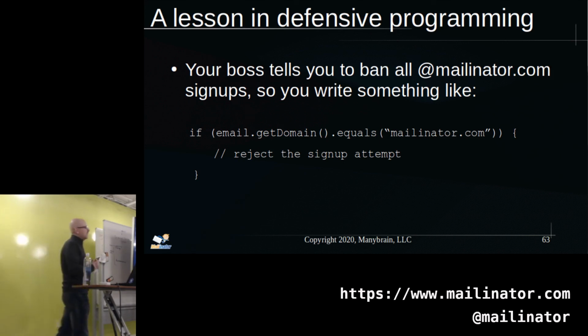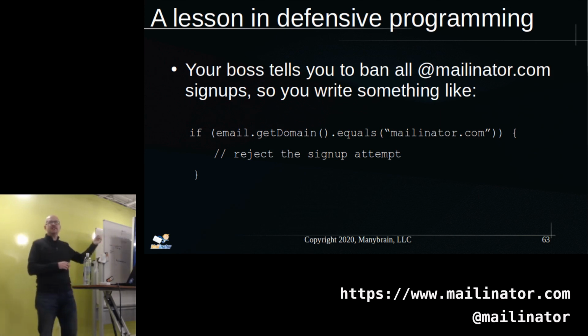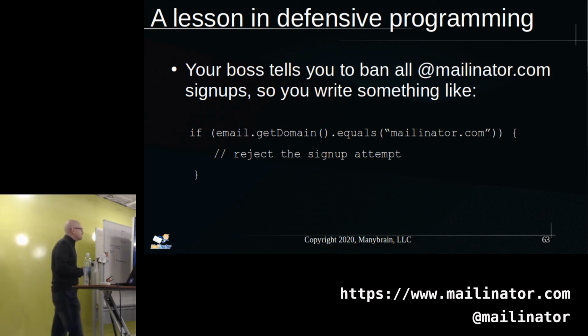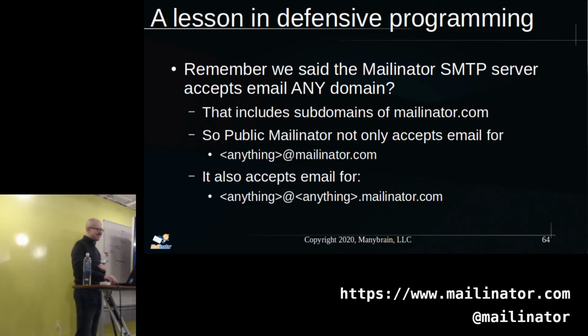Okay? I'm going to give you a lesson in defensive programming. Now, let's say your boss walks in and says, hey, I just found out people can sign up for our website at mailinator.com. I want you to ban all email addresses at mailinator.com. So you write some code, something like this. If the email address has a domain that equals mailinator.com, ban it, right? Feels good. We got it, right? Perfect. Wrong. Wrong. That's right.